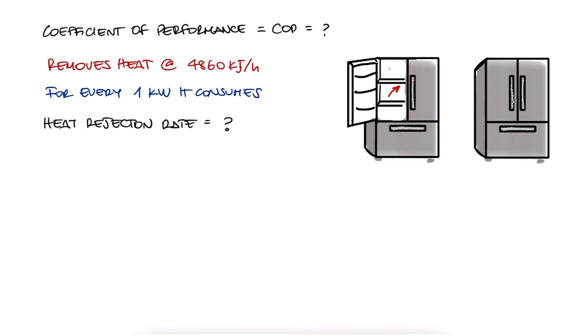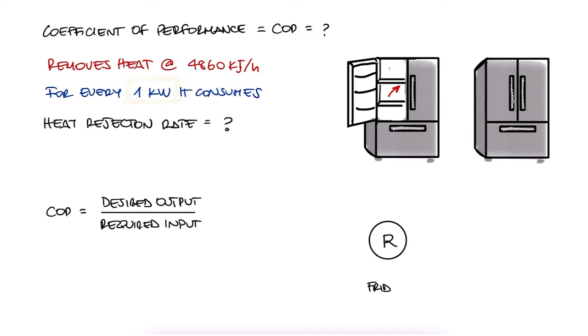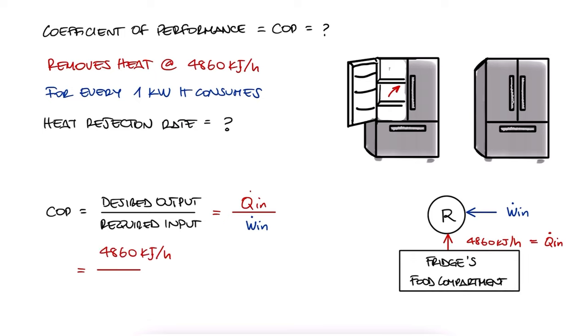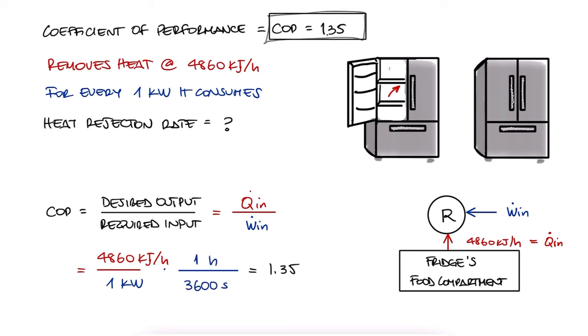The coefficient of performance is defined as the desired output over the required input. We're being told that the fridge removes 4,860 kilojoules per hour for every kilowatt of power coming in. So the heat removed from the fridge, meaning the heat coming into the refrigeration cycle Q dot in, is the desired output, removing the heat, and the required input is the power to run the fridge, W dot in. We substitute the values and do a simple unit conversion and find the COP to be 1.35.